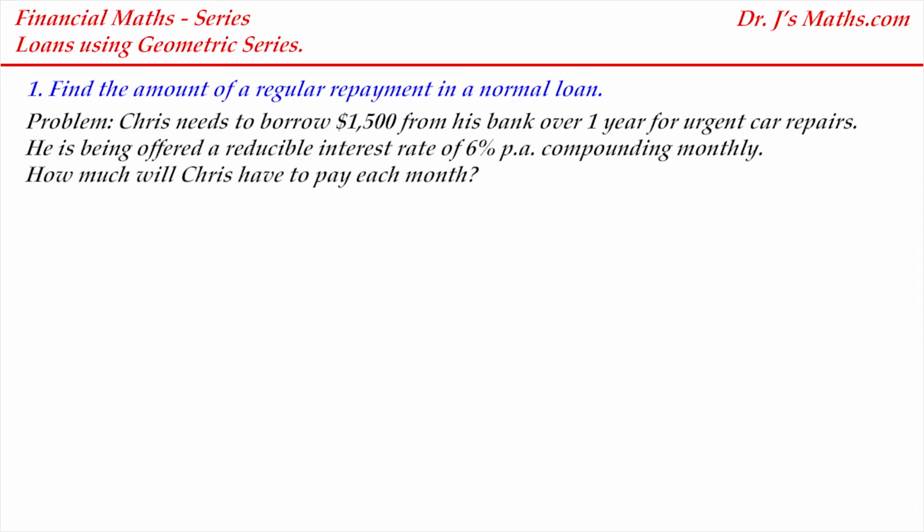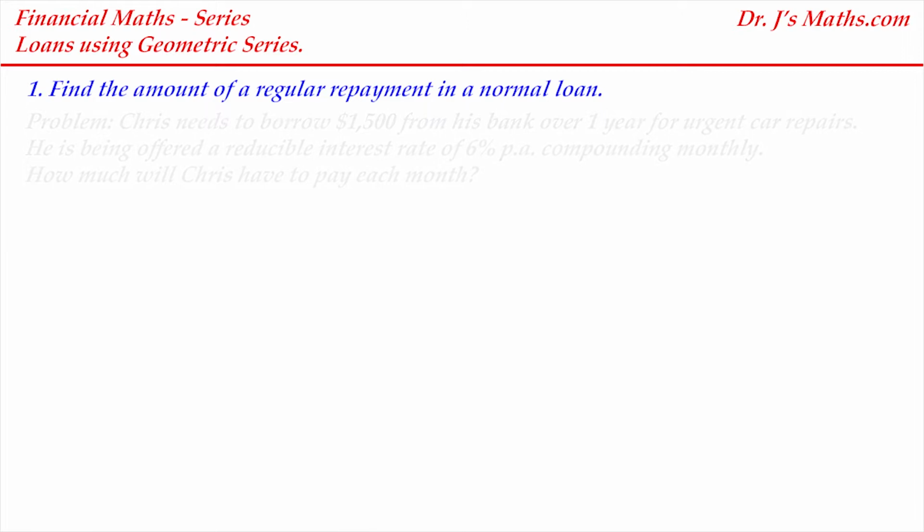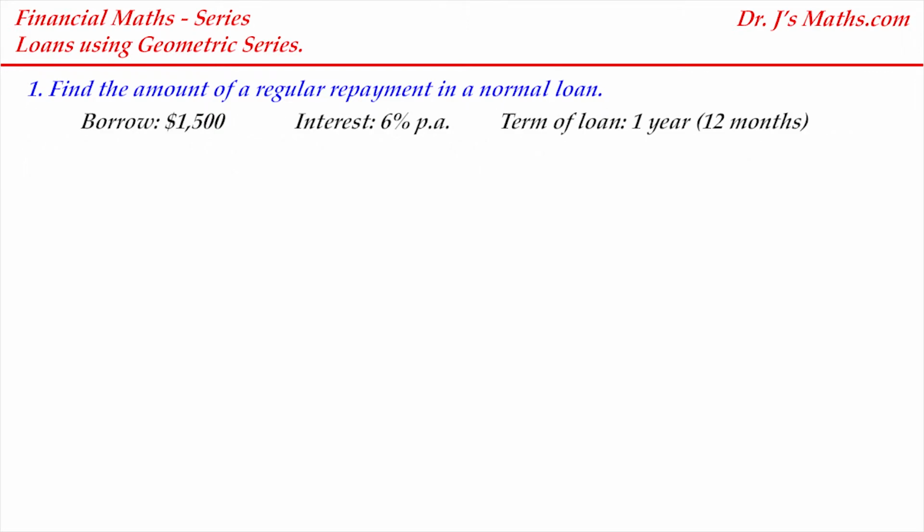So the first question is to establish how much the regular repayment is in a normal loan. Let's take the example of poor Chris. Chris needs to borrow $1,500 from his bank over 1 year for urgent car repairs. He's being offered a reducible interest rate of 6% per annum, compounded monthly. How much will Chris have to pay each month? So we'll just summarise that. He is going to borrow $1,500. The interest is 6% per annum. The term of the loan is 1 year, which is 12 months.